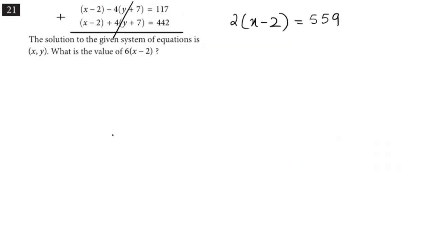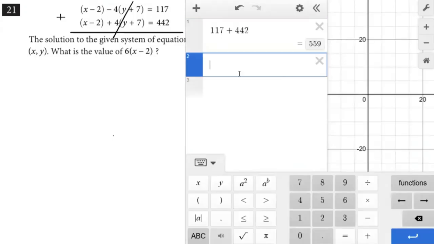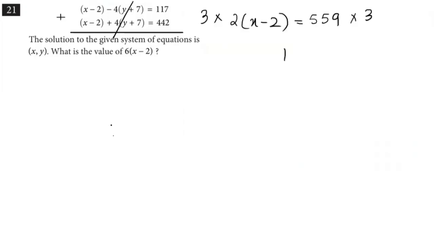That's 559. So I need 6 times (x minus 2). I can multiply both sides by 3, and 559 times 3 is 1677. So that's my answer. So try finding those quicker shortcuts. With practice, you'll figure them out yourself.